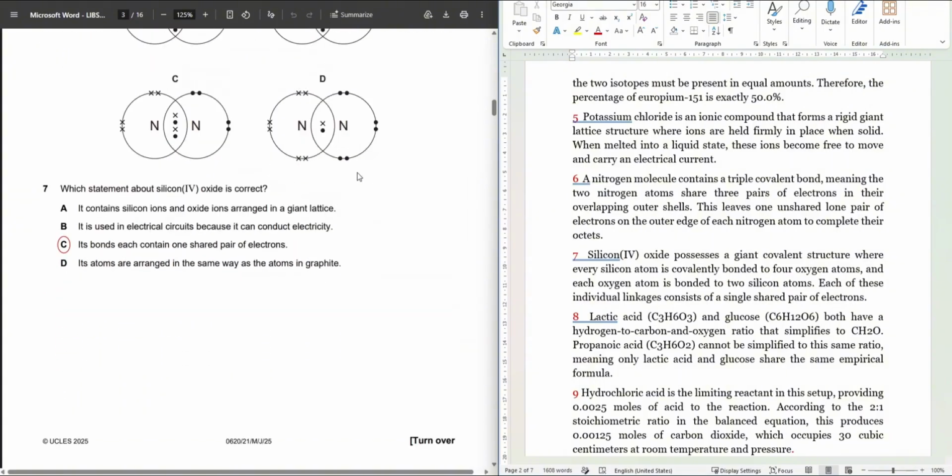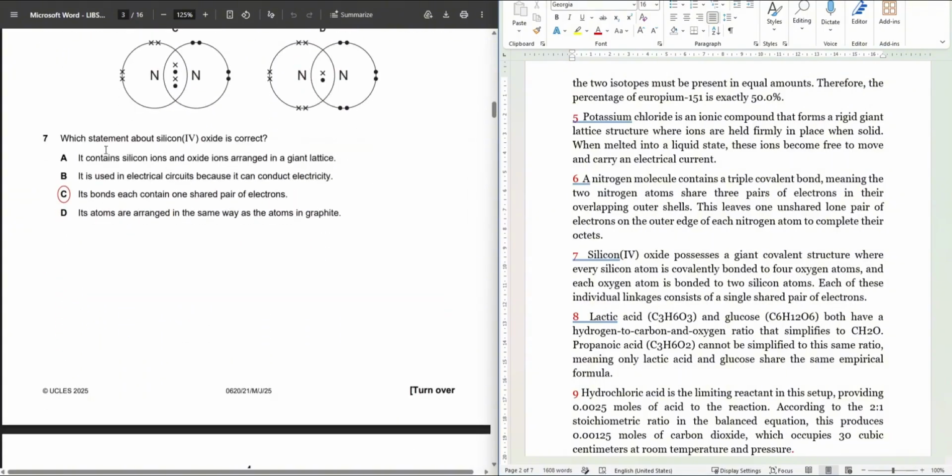Now let's move on to question number 7. It says, which statement about silicon(IV) oxide is correct? The options given to us are: number A, it contains silicon ions and oxide ions arranged in a giant lattice. Number B, it is used in electrical circuits because it can conduct electricity. Number C, its bonds can each contain one shared pair of electrons. And number D, its atoms are arranged in the same way as the atoms in graphite. Here our answer choice is C, its bonds each contain one pair of electrons.